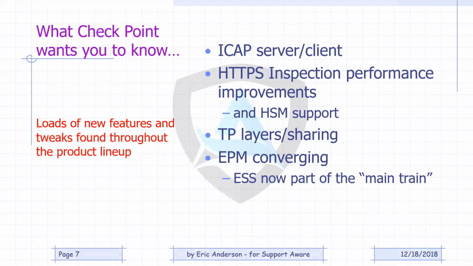There are large differences. Things like ICAP, both server and client capabilities built in. They've enhanced threat prevention to be able to use layering the way we do in our security policies, leveraging both multiple layers and sharing of layers. So some really interesting things are going on. A lot of these things, and the 90 plus others that I didn't mention, you can get plenty of information about directly from Checkpoint.